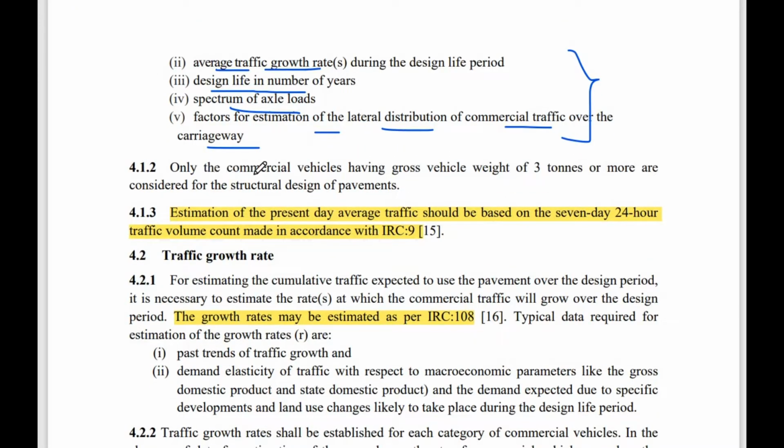So first thing, only the commercial vehicles having a gross weight of 3 tons or more are considered for the structural design of the pavement. So why are we taking only 3 tons? By experiment we have observed that vehicles whose weight is below 3 tons will not have a significant impact on our pavement life. That's why vehicles with more than 3 tons weight are only considered for our design purpose. So I hope this point is clear to you.